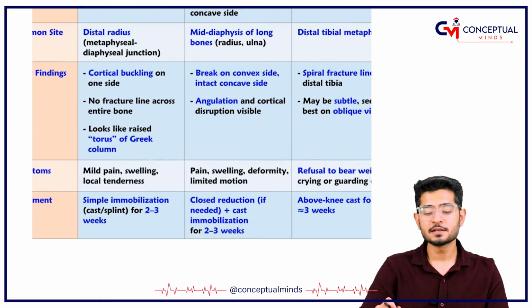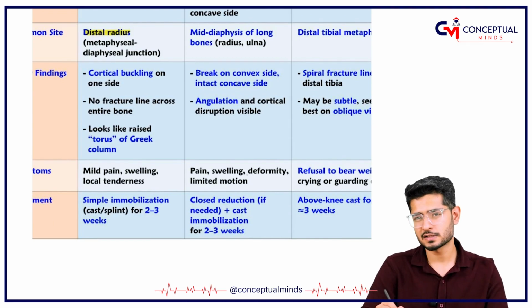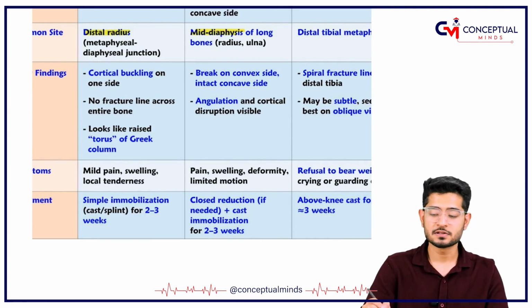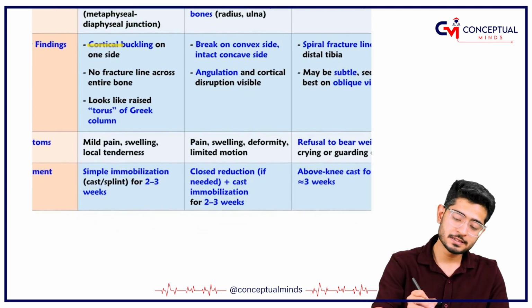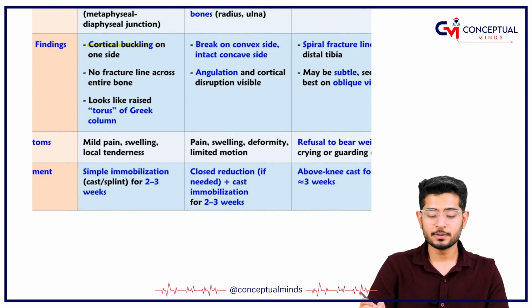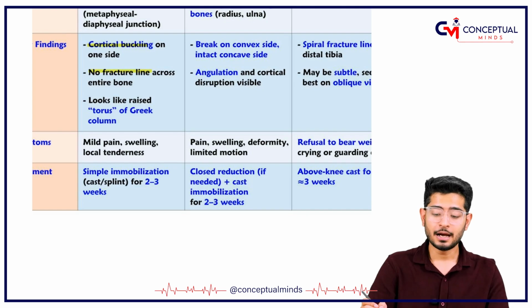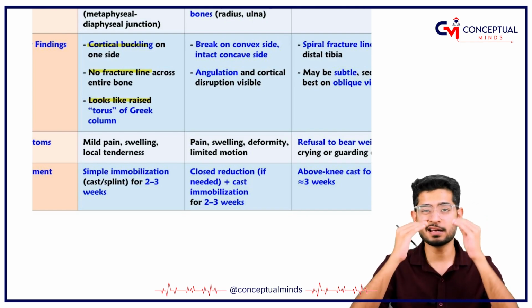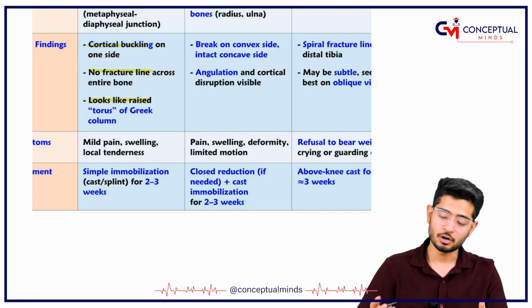So what is the common site? The common site is the distal radius in the case of buckle or Torus fracture, whereas it is the mid diaphysis in the case of Greenstick fracture. What will be the X-ray finding? Of course, you will see cortical buckling, and there is no fracture line. And why is it called Torus? Basically it looks like a raised thing, and raised in Greek is called Torus.